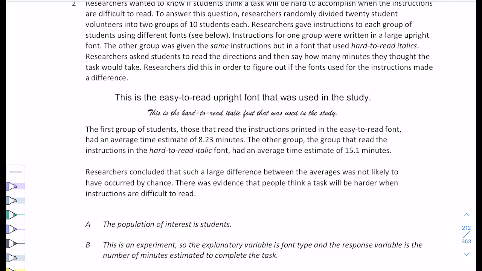The explanatory variable, remember, is what you're trying to modify or change, is the font type. So the font is what was being changed. And the response variable is what you're measuring. So what are we measuring? The number of minutes estimated to complete the task.